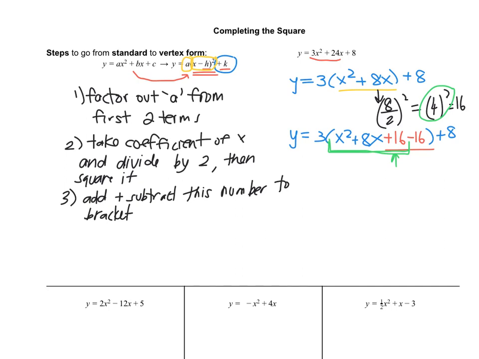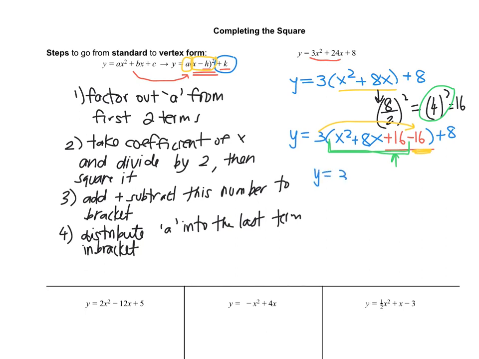So this trinomial at the beginning is very important to us, which means this negative 16 at the end of the bracket is useless. We need to kick it out. And to kick it out of the bracket, we just need to multiply it by 3. So step 4, distribute the a value into the last term in the bracket.